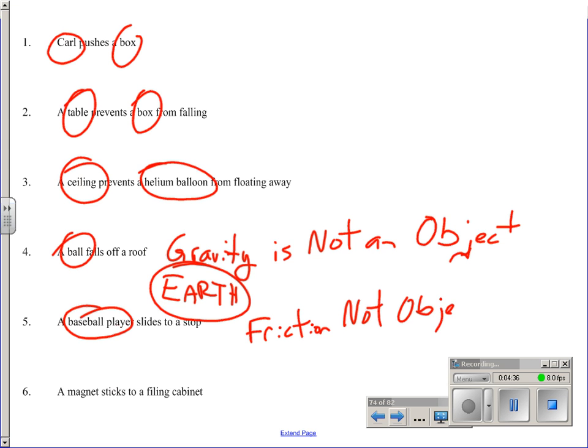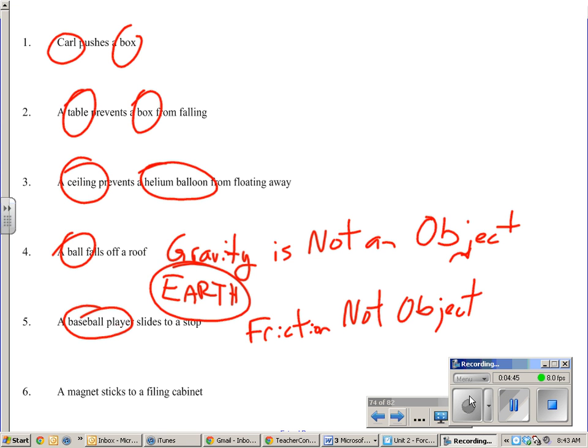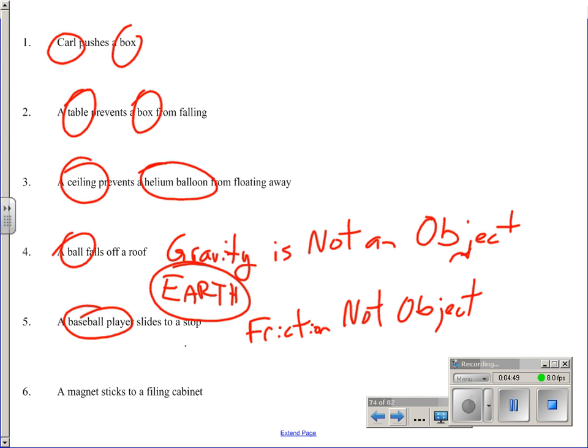So friction is not an object. All right, so what is it? It's friction between the baseball player and the ground or the earth or whatever. So our second object here would be the ground or the earth. I'm going to write earth just because it's a shorter word than ground. You could say dirt, whatever. But you've got to pick a physical object that you can touch. And neither gravity nor friction are physical objects you can touch.